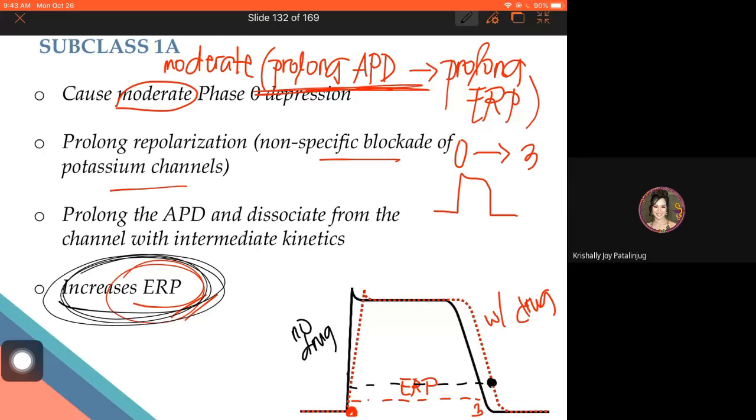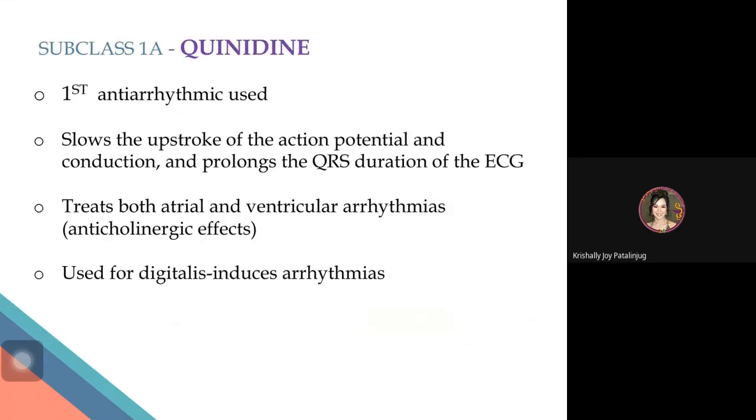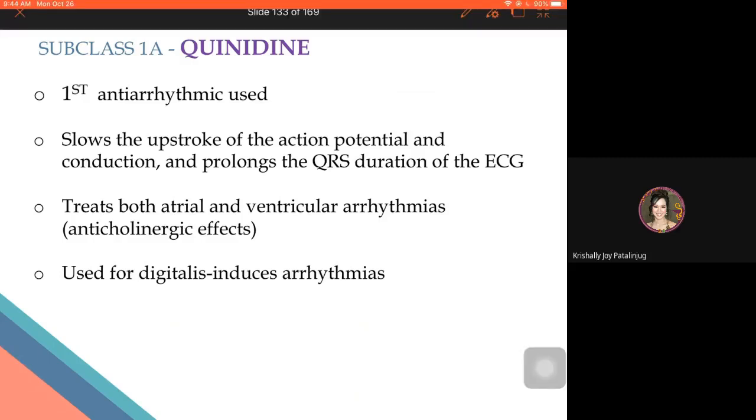And for the specific examples, under this we have Quinidine, Procainamide, and Disopyramide. Our mnemonic here is DQP, double quarter pounder. So let us now discuss Quinidine. Quinidine is the first antiarrhythmic drug that was used.